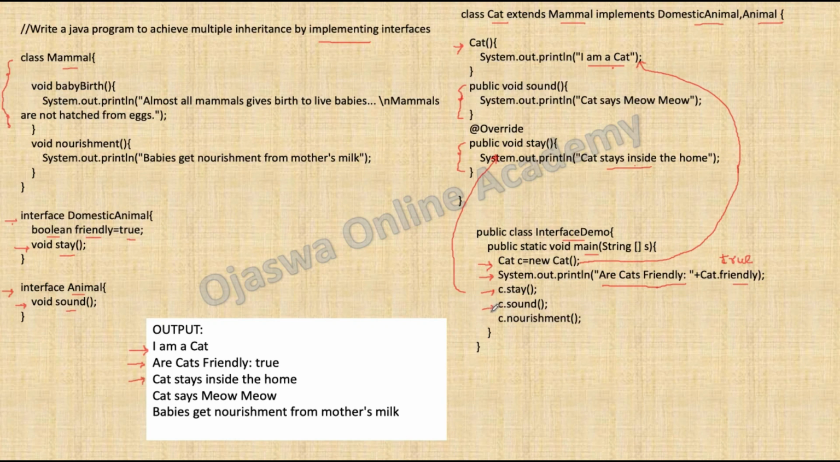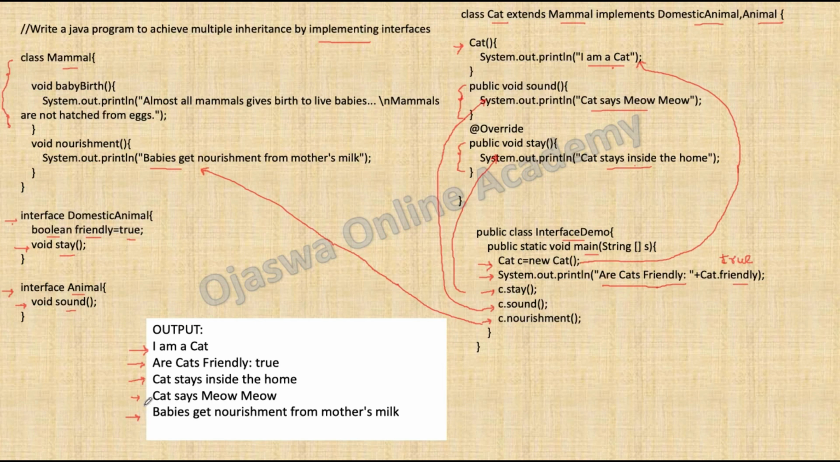Next statement is c.sound. Control of execution will go to the sound method and the code inside will execute. System.out.println cat says mew mew. This will be printed to the console. Now the next statement is c.nourishment. Now you can invoke nourishment method on Cat object because Cat extends Mammal and it is inherited inside class Cat. But we have not overridden nourishment method. The implementation for the method is given in the superclass Mammal. Control of execution will go to the definition and the code will execute. So System.out.println babies get nourishment from mother's milk. This will be printed to the console.